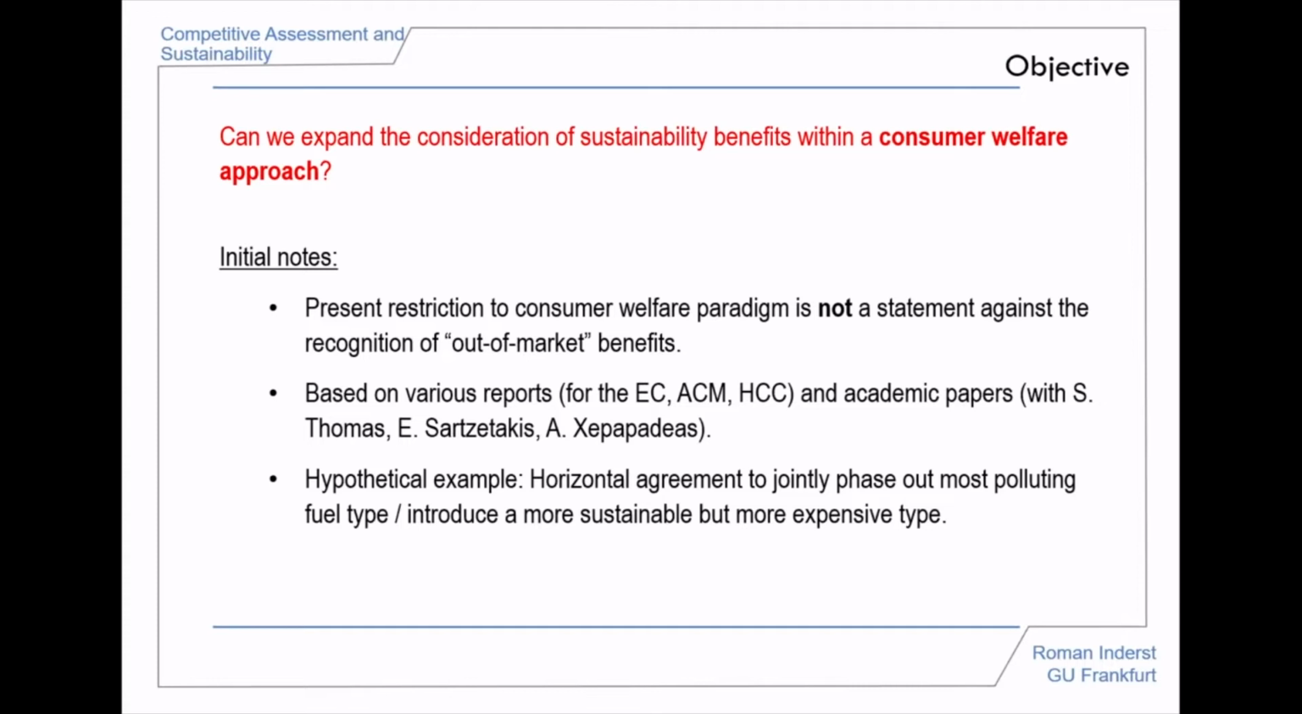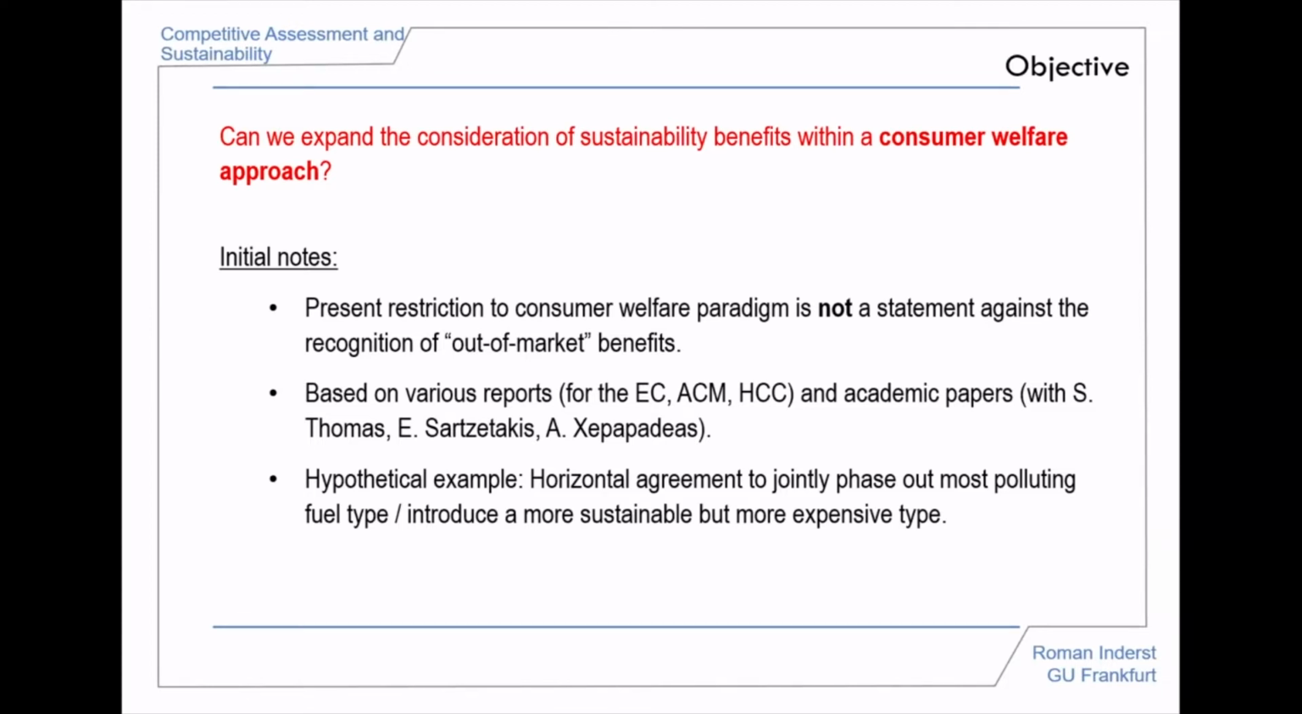In what follows, I would like to focus on a hypothetical example, just for clarification and to focus our ideas. I'd like to take as an example a horizontal agreement of firms to jointly phase out a particularly polluting fuel type. It's just for clarity that I focus on this. These firms would like to jointly introduce a more expensive but more sustainable type. Most of what I'm going to say will focus on this example.